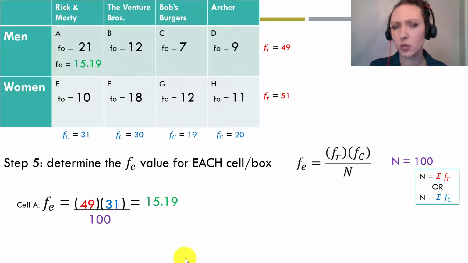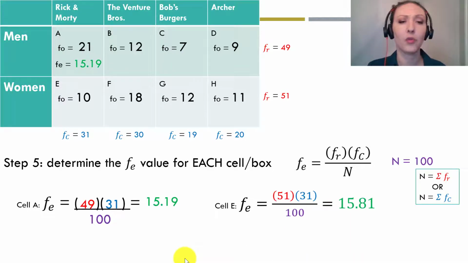So let's go ahead and just do another one just because. So for cell E right here, we've done the same exact thing. So we have taken our frequency for R, which is right here, the 51, and we've plugged that in. And then we have our frequency column, which is 31 again, and we've plugged that in here. And then we've plugged in our n value to get 15.81. And then that's going to go right up in our table. Okay, and so like I said, just repeat that process for each box.